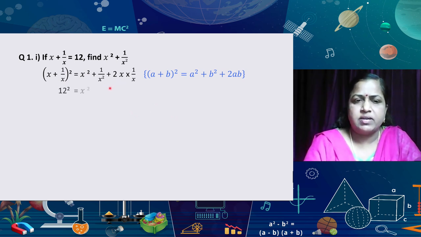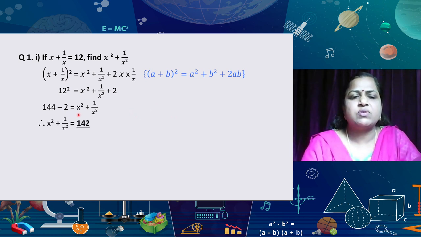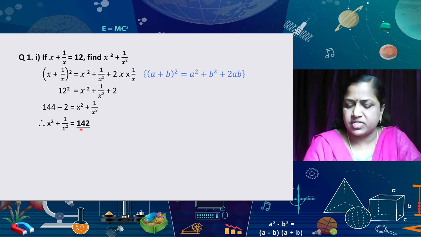So now we can substitute the value x plus 1 by x equals 12. So 12 square equals x square plus 1 by x square plus 2. When we calculate, 12 square is 144. 144 minus 2 equals x square plus 1 by x square. Therefore, x square plus 1 by x square is equal to 142. Already we learned how to apply these first 4-5 identities. As a revision part, I had given this question.